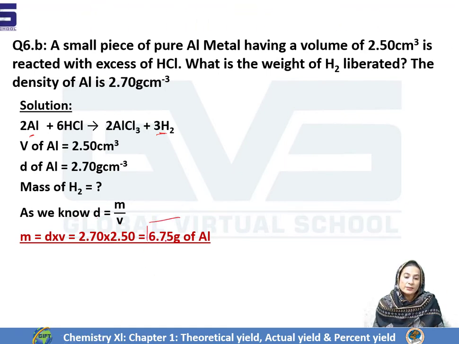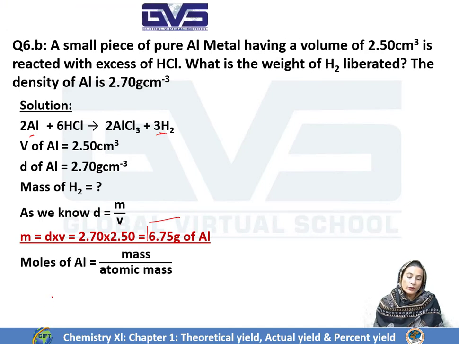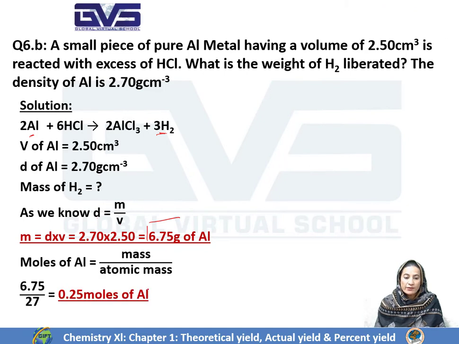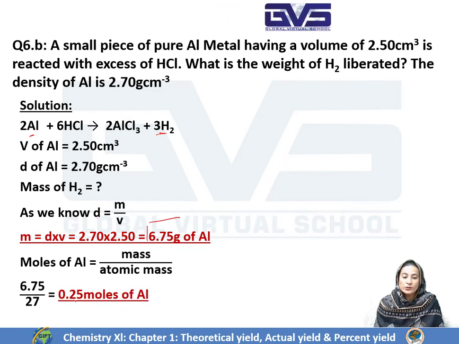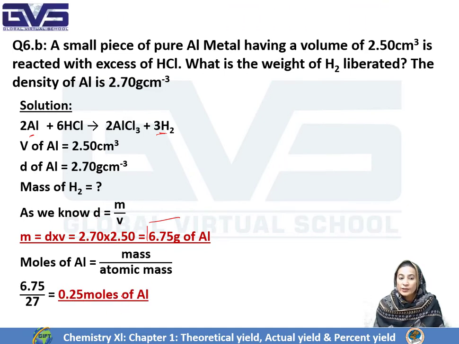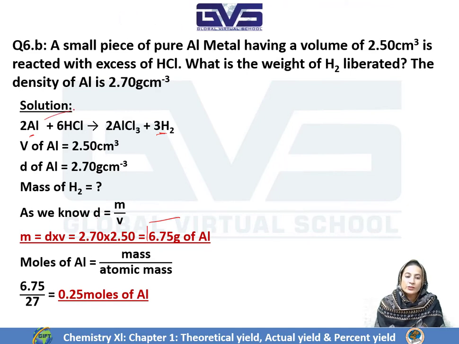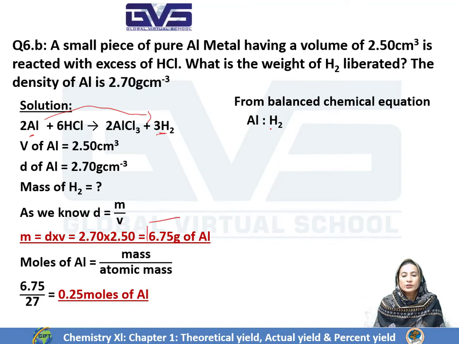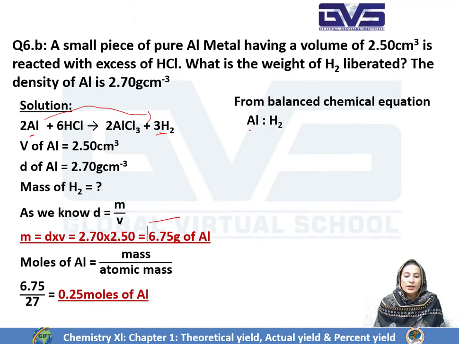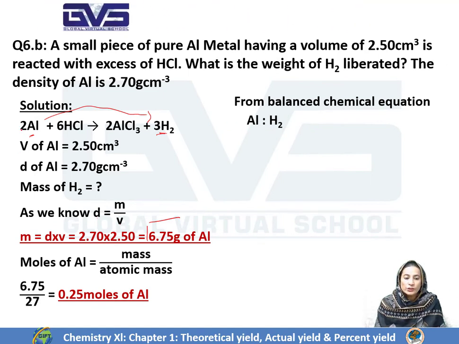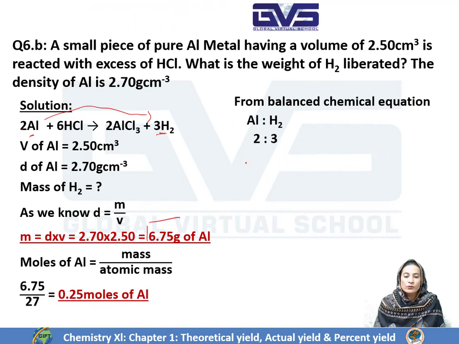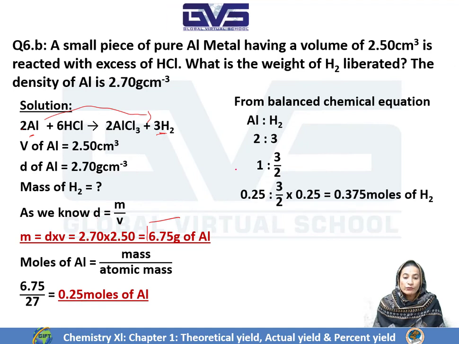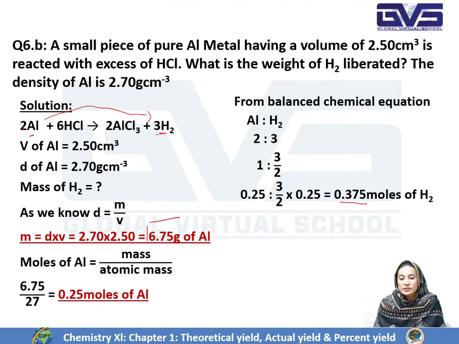Now convert this mass into moles. Atomic mass of aluminium is 27. So 6.75 divided by 27, you have 0.25 moles of aluminium. Now very easy, with the help of these moles, find the moles of H2. So again the same ratio, from the equation, 2 moles of aluminium consume and 3 moles of H2 are formed. When this is 1, it will be 3 by 2. And when it is 0.25, then it will be 0.375 moles.